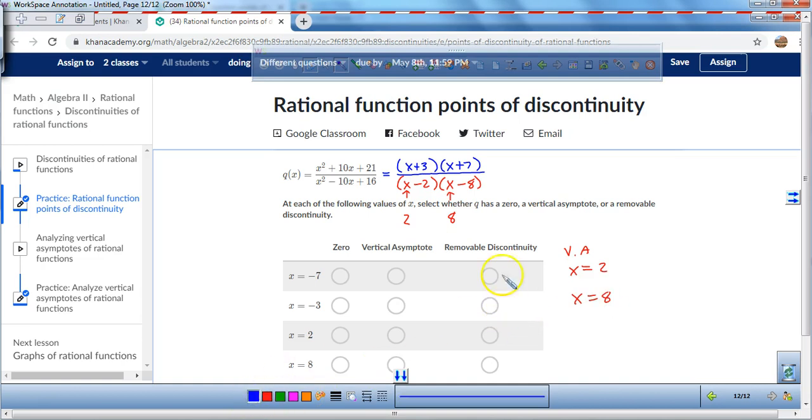And then we got a couple of zeros. What number would I plug in for the numerator to make it equal to 0? Negative 3. What number would I plug in right here to make it equal to 0? Negative 7. So I have two zeros.